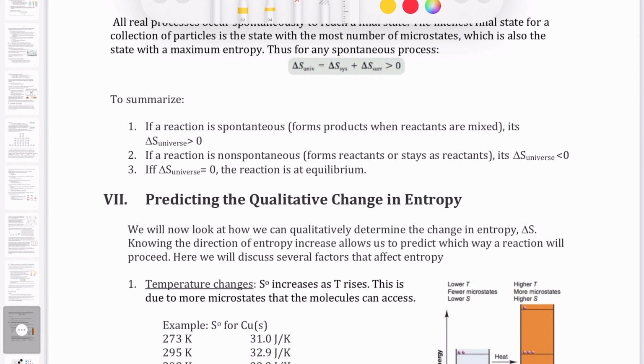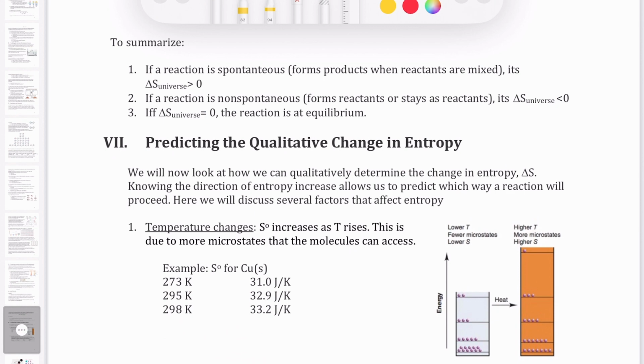Okay, so now that we learned how entropy relates with microstate, we can start to put everything back to the application that we're interested in, which is predicting the direction of a chemical reaction to see if it's going to be spontaneous or not, right?